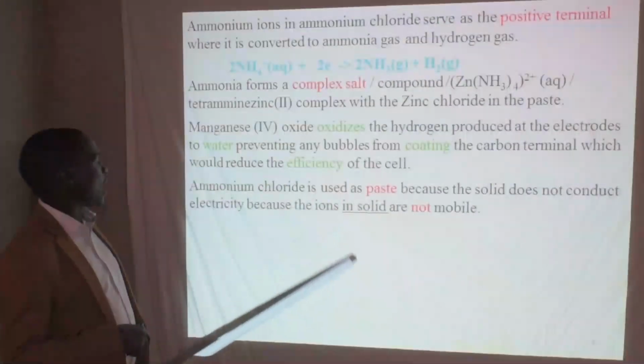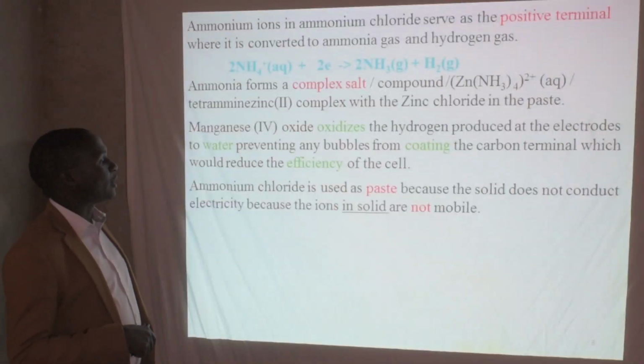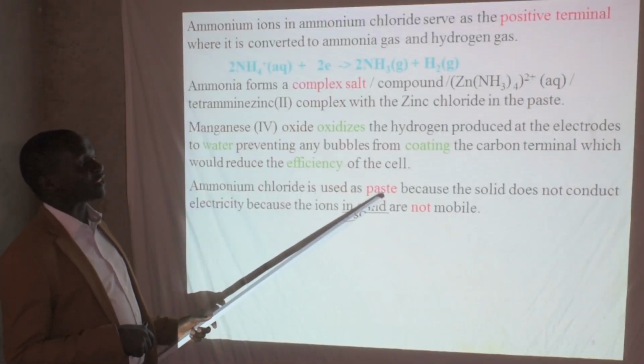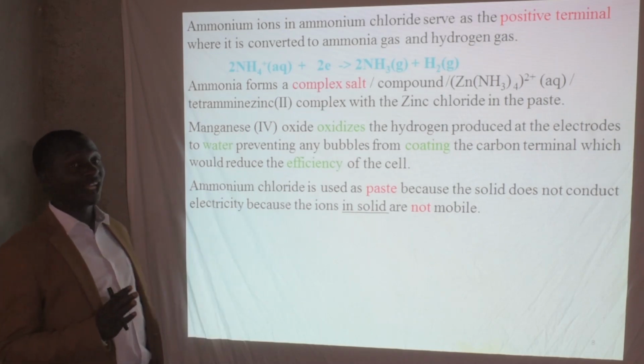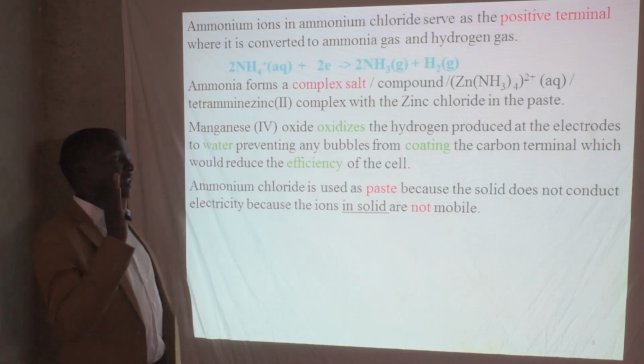Now, ammonium chloride is used as a paste because the solid does not conduct electricity. In form 2, you learned that it is the ions which conduct electricity.